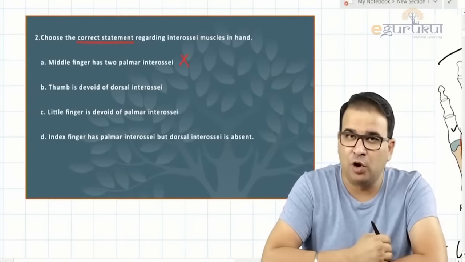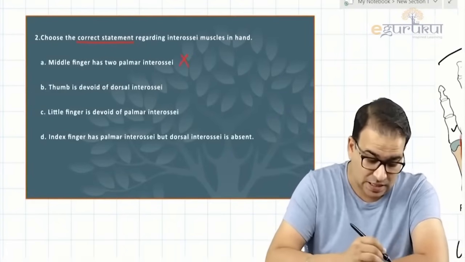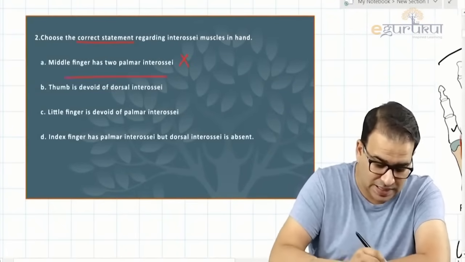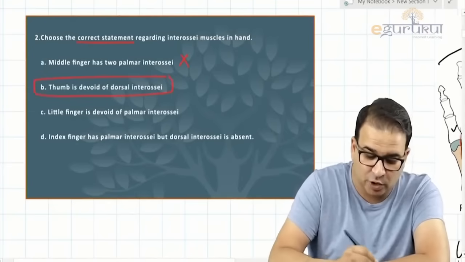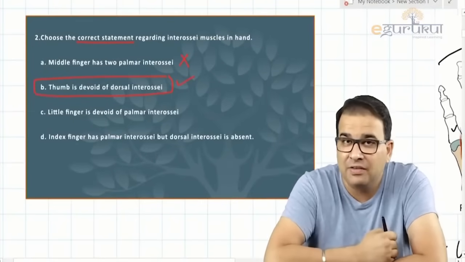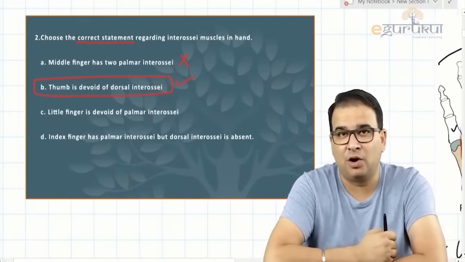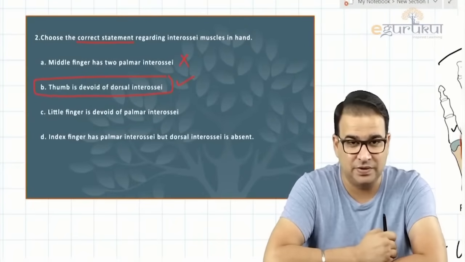Thumb is devoid of dorsal interossei. Yes, thumb is devoid of dorsal interossei, and that will be the correct answer. And why is the thumb devoid of dorsal interossei? Because the thumb already has very strong abductors, called abductor pollicis longus as well as brevis.